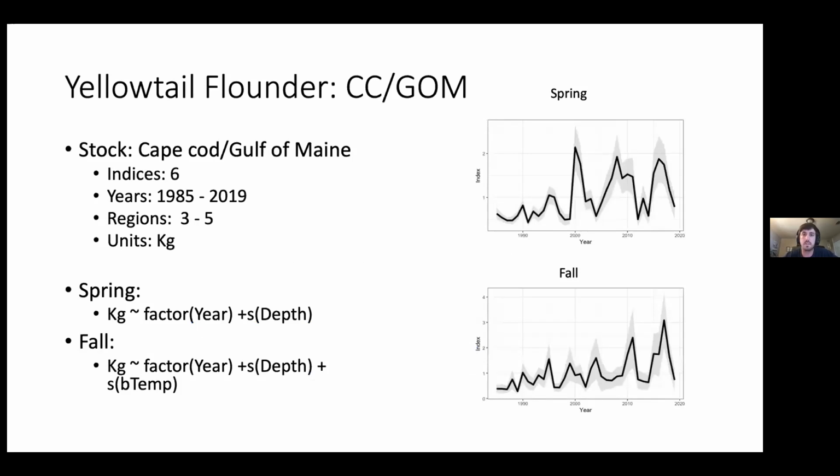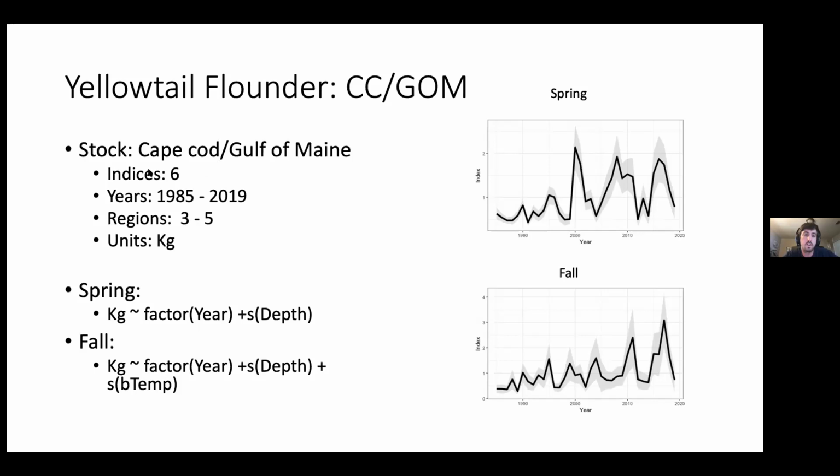And now I'm going to go through it for those other stocks that I showed you in that table previously. So this is for Yellowtail Flounder, from Cape Cod and the Gulf of Maine. From this assessment, you can see they're actually using more indices of abundance. They're using a total of 6: the trawl survey plus others.